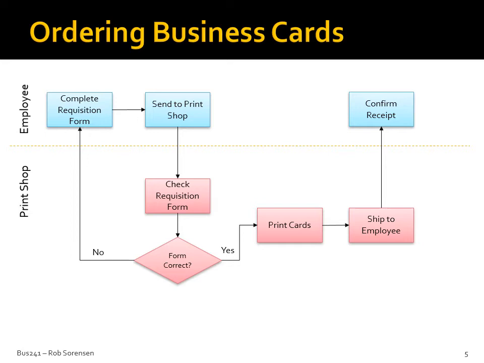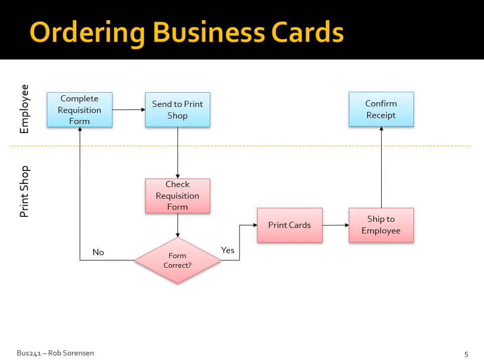I've done one more thing here. I've broken it into areas. Sometimes you'll see the term swim lanes used. On the top, I've got things that the employee does, and on the bottom, things that the print shop does. And I put a dotted line to separate those two zones. Another way of doing that is to use color coding. So the employee does anything that's blue, and the print shop does anything that's red. All right, so let's see how we order business cards at the college, something I do from time to time.